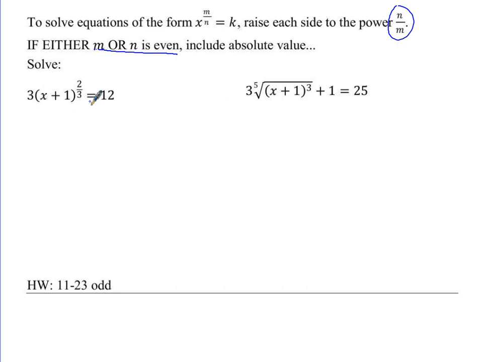So solve this equation. What should we do? Divide by 3. Good. I can't distribute the 3 in because of this exponent sitting right here. But I can divide both sides by 3. And that gives me (x + 1) to the 2/3 power equals 4. So now I want to get rid of the 2/3 power so that I can solve for x. In order to get rid of the 2/3 power, I'm going to raise both sides to the what? The reciprocal power, which is the 3/2 power.